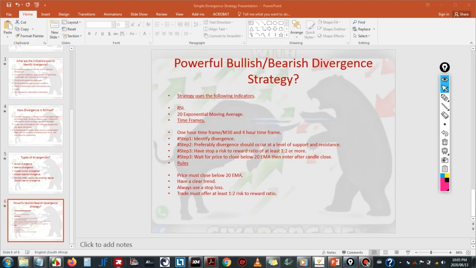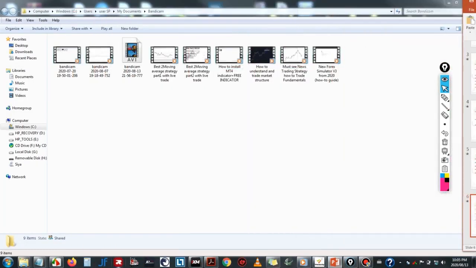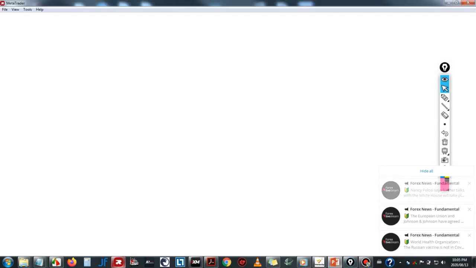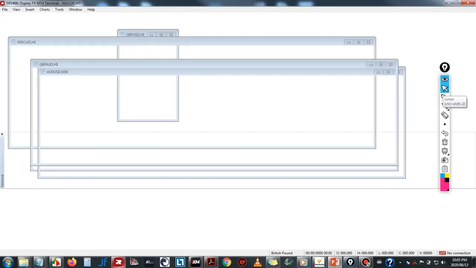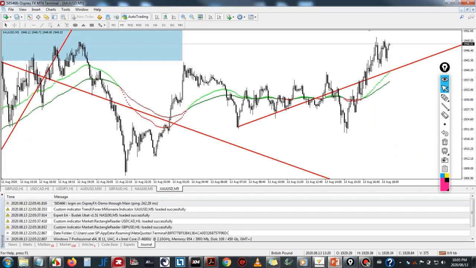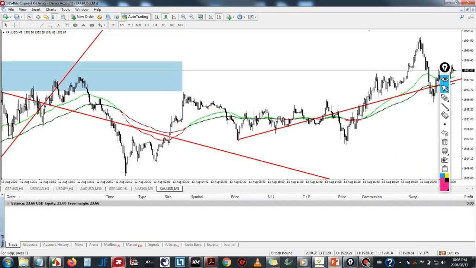Okay, let me put this presentation on my second screen so that I can start from step 1 by adding those trading indicators, which are the RSI and the 20 exponential moving average, and also we will look for divergence on all our 3 time frames.